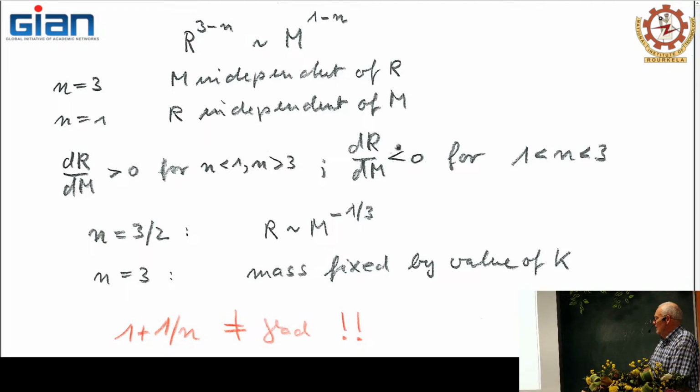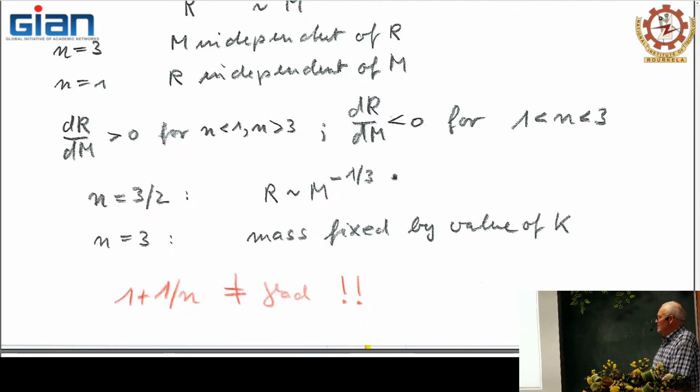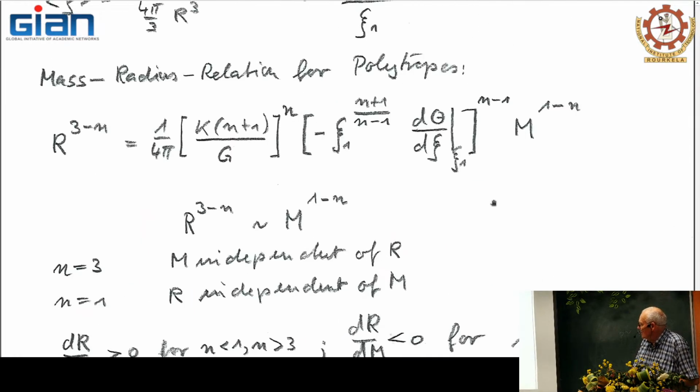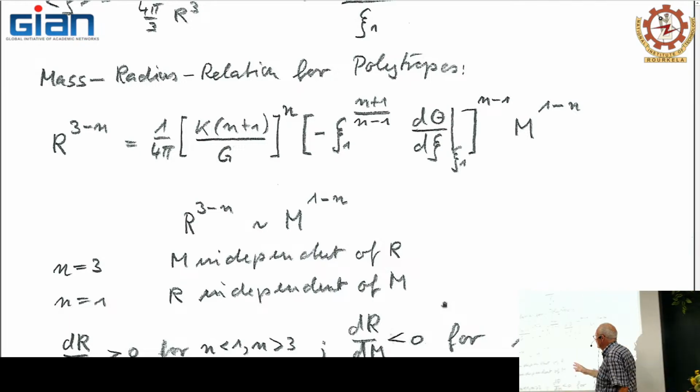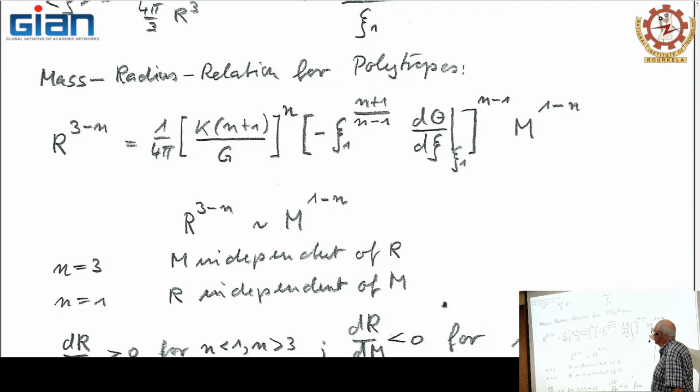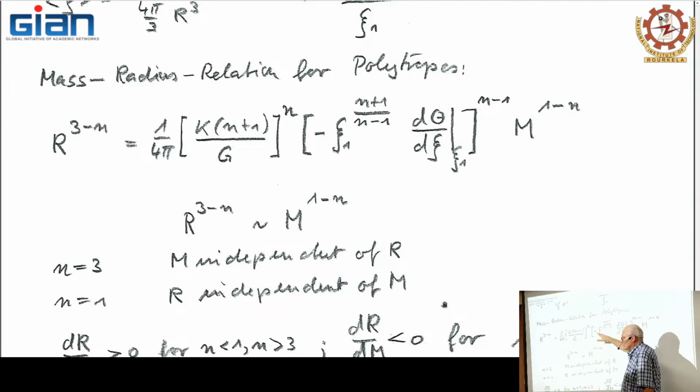For n equals 3, the mass is fixed by the value of K. So the exact relation is, if n is equal to 3, then you can write the mass in terms of the polytropic constant, of order unity times the polytropic constant and the constant of gravity.